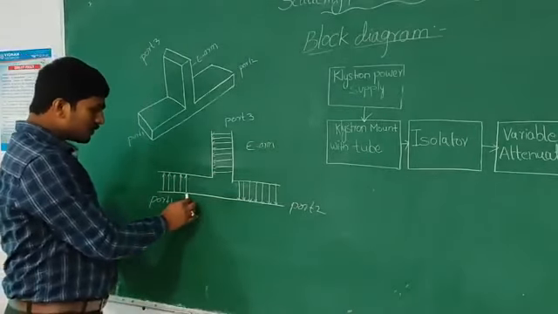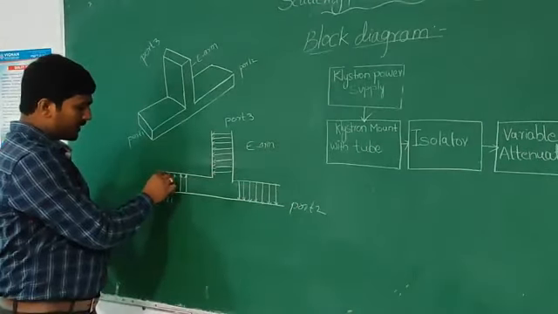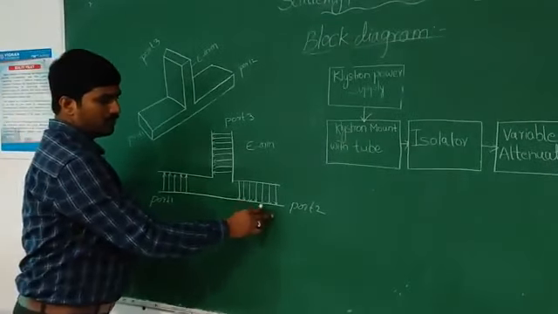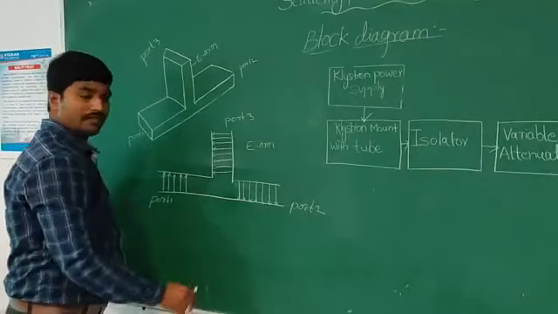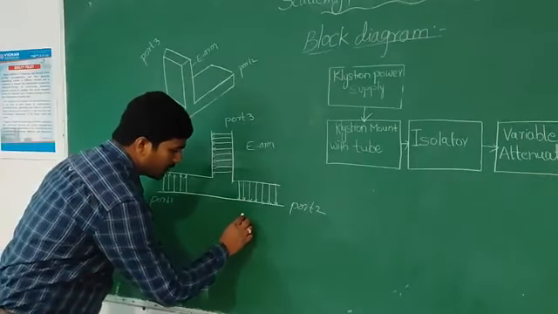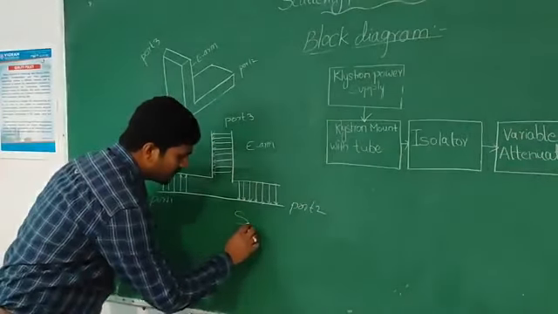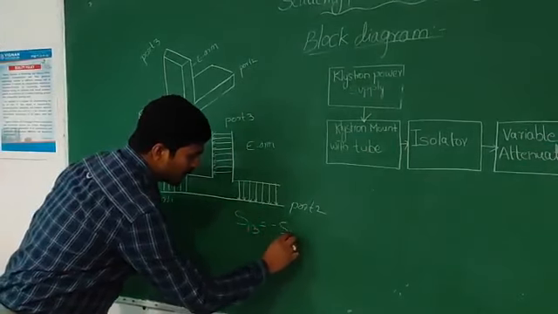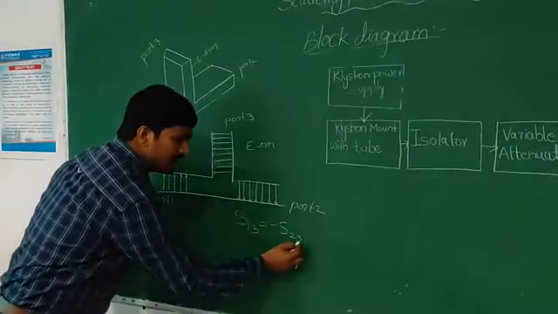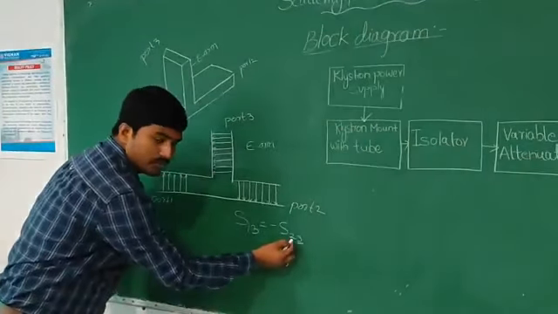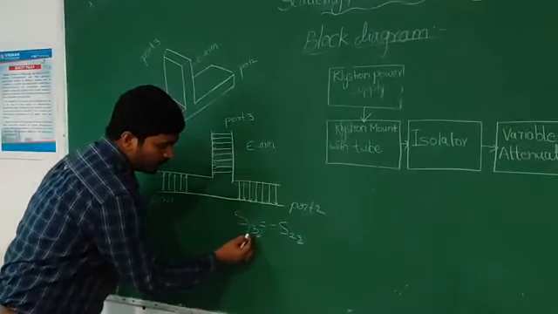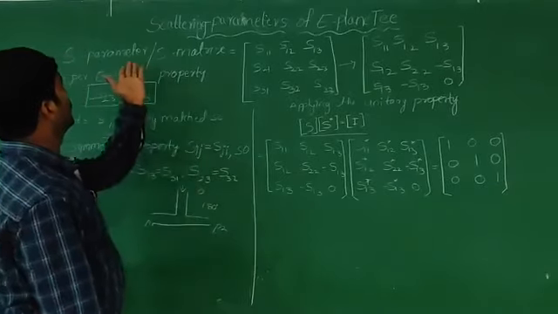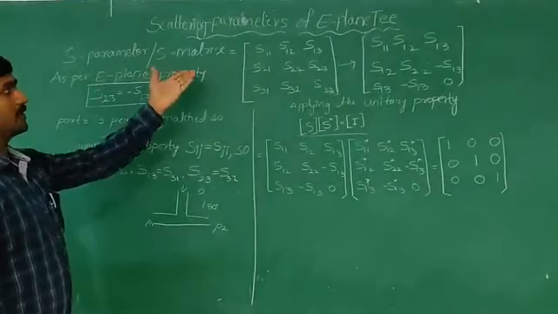Here we can see the direction of microwaves at port 1 is the up direction, and at port 2 it is the downward direction. That's why we can write the property of the E-plane as S13 is equal to minus S23, because the input gives outputs here and here with a 180 degree phase shift.